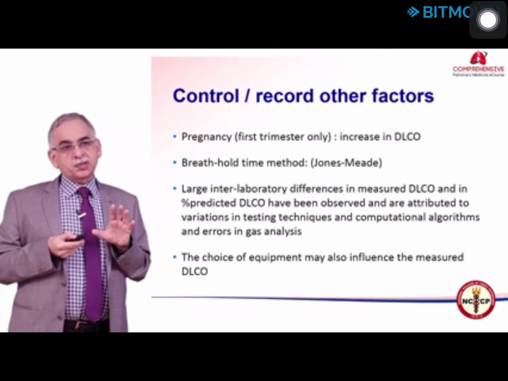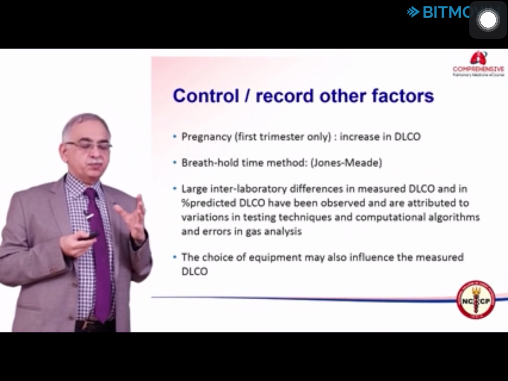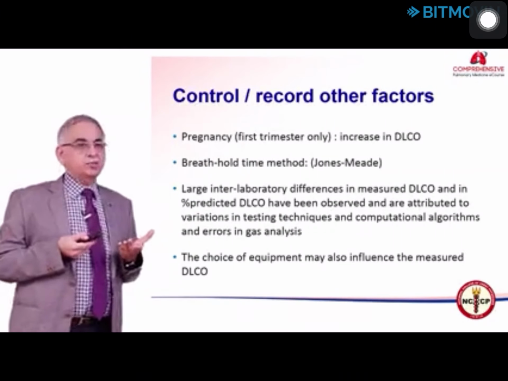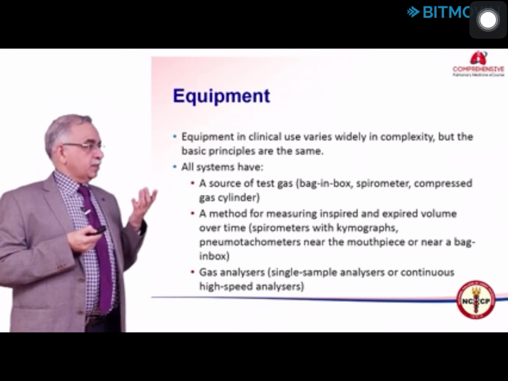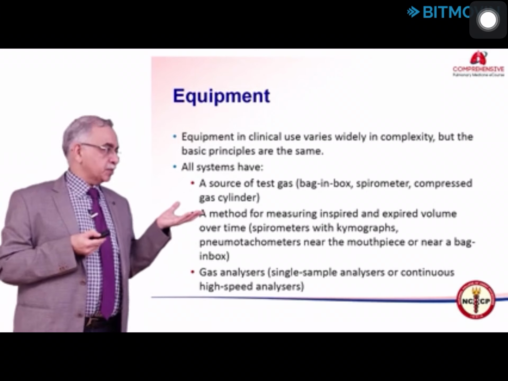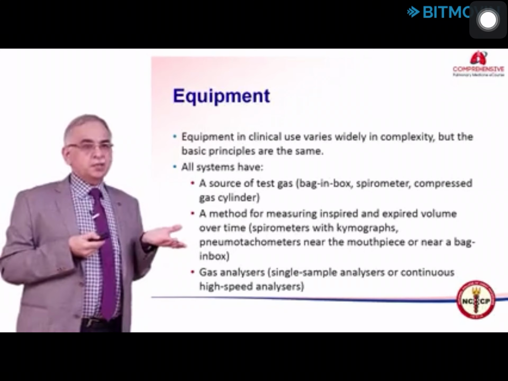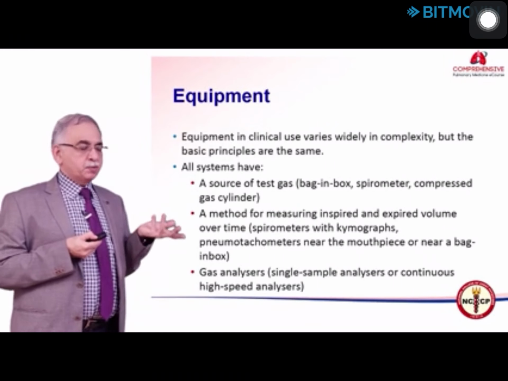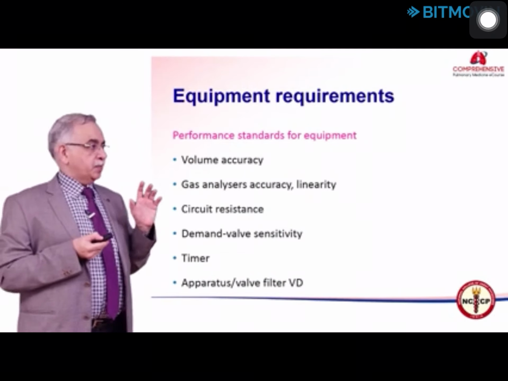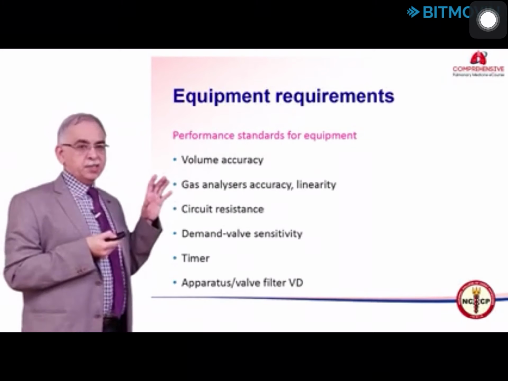The choice of equipment is also very important. Therefore, diffusion capacity measurements are prone to technical errors far greater than a spirometry measurement. So, quality control is very important in diffusion capacity measurements. There are different kinds of equipment available, but in general there will be a source of test gas, a method of measuring inspired and expired volume, and a gas analyzer used for measurement of carbon monoxide and helium. The equipment has to be maintained and tested frequently, and there are different aspects of equipment performance which the technician has to pay attention to.